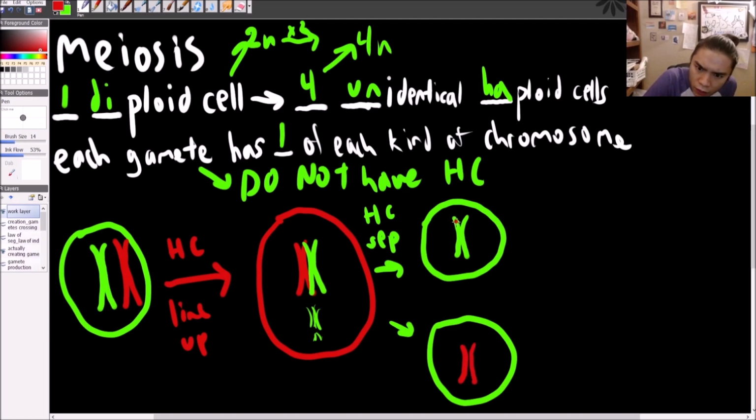And where it crossed over, it literally just exchanged some DNA. Cool. So, looking over here, we separated the homologous chromosomes. These are now haploid. But the thing is, with meiosis, we want to make 4 of them. Now we only have 2.